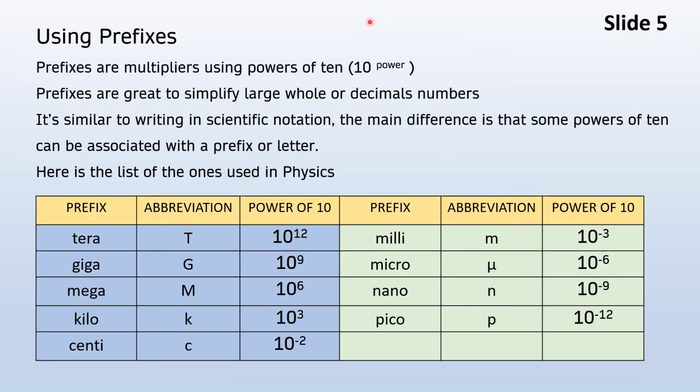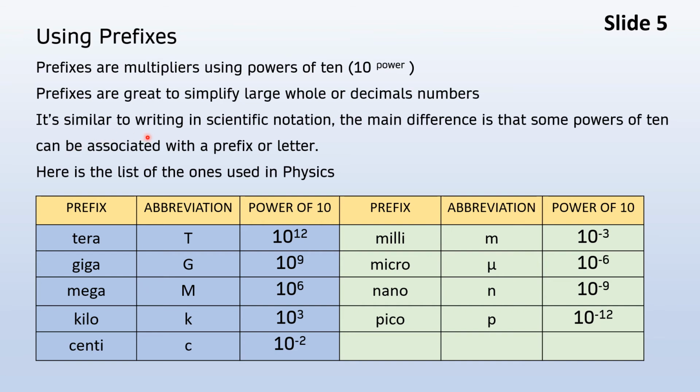Now let's take a look at how to use prefixes. Prefixes are multipliers using powers of 10, like 10 to the power. This power means a number. A number can be positive or negative. Prefixes are great to simplify large, whole, or decimal numbers. So if you have a very long number, it's not a good idea to copy the whole thing. So that's why we need to simplify the number, and we use prefixes for that.